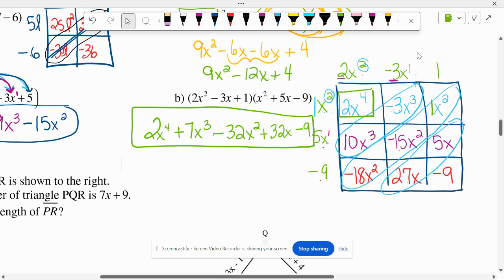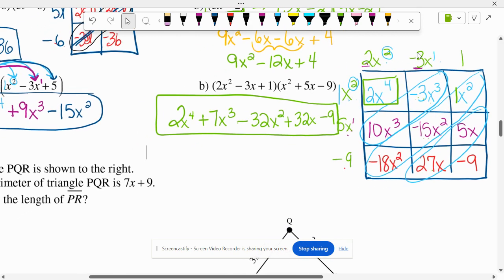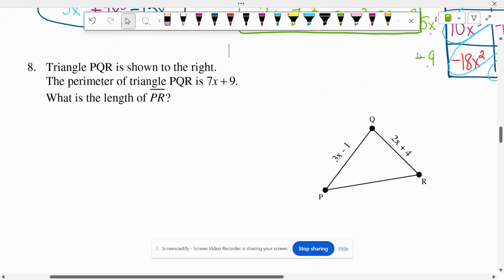Who needs to see that still? Okay. We have a question about perimeter. Someone tell me what perimeter is, first of all. I forgot. Perimeter. All the sides added up together?